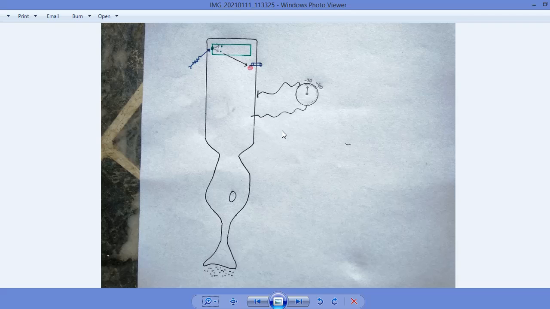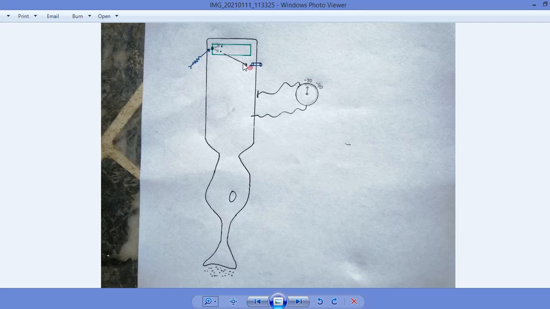But when light falls on the rhodopsin of the rod, or on the iodopsin of the cone, or any pigment of the cone, this will convert the cis-retinal into trans-retinal, and the opsin will be separated, and that opsin will activate an enzyme. That enzyme will break down the cGMP, and that cGMP will not be able to maintain this open channel. So this channel will be closed.